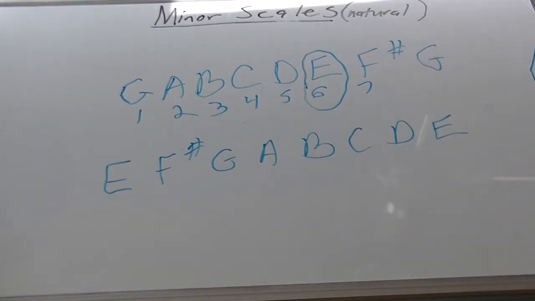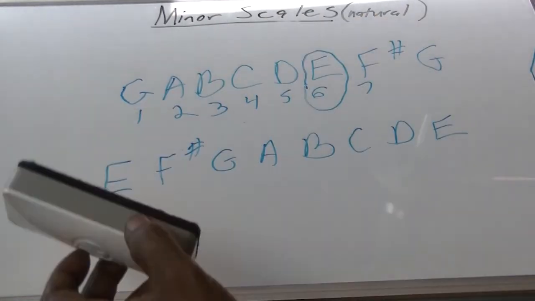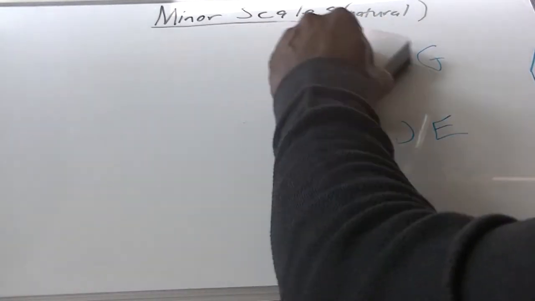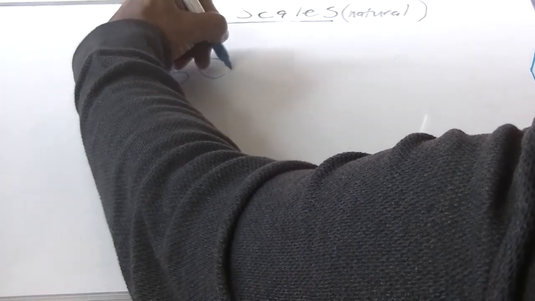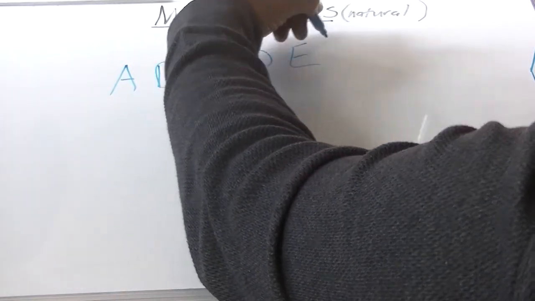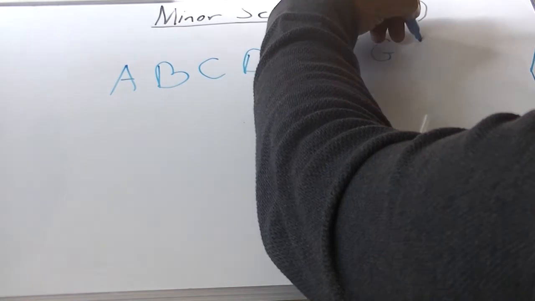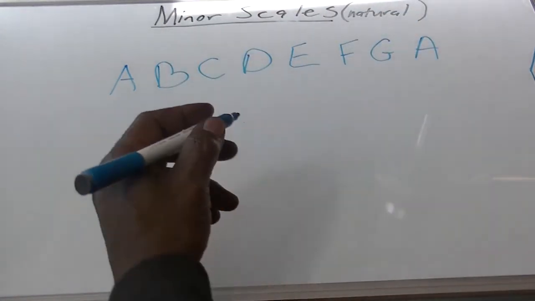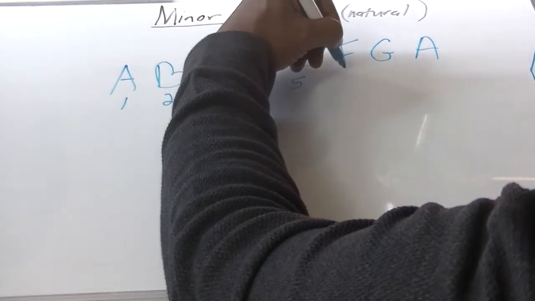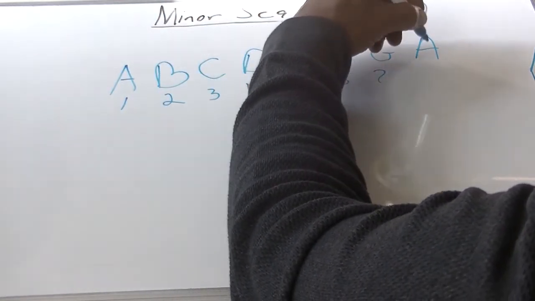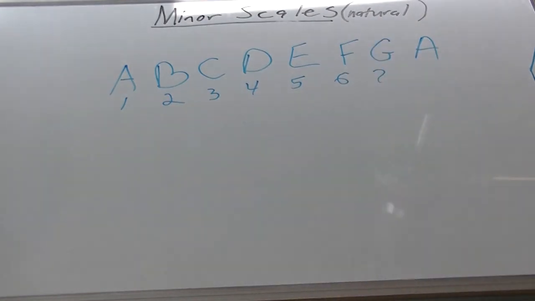So this is a very important thing to recognize and understand, because what it really means is, and I'm just going to get back to our A minor scale, what this really means is, for every major scale you know, there's a minor scale that you also know. Now, the trick is to understanding which scale is the minor scale that's the relative scale.